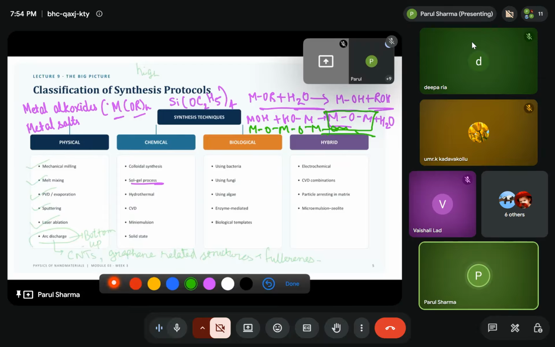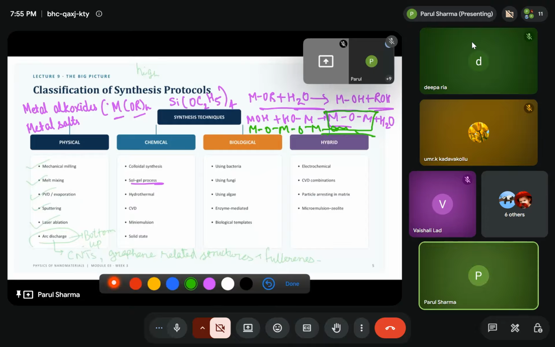Then the gel contains a large amount of liquid. So the drying method will strongly affect the final structure, and after drying the material can also contain some organic groups or solvents. Therefore, we give some heat treatment that is called calcination.